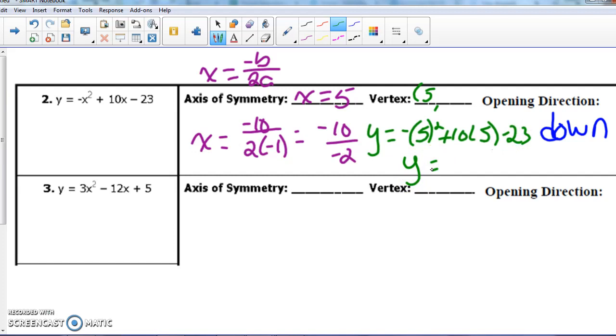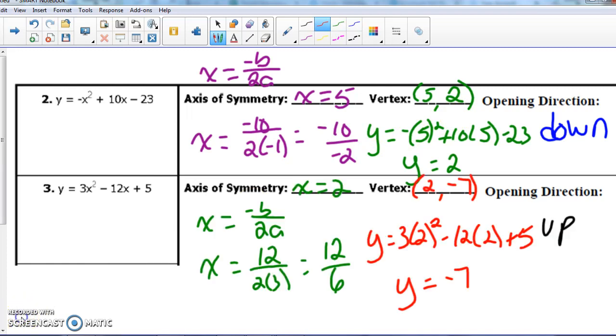Again, if you want to plug it in your calculator at this point, great. If you want to do it by hand, that's fine too. One way or another, you should get that y is 2. So the coordinates for the vertex here are at (5, 2). So take a second, pause the video, and try number 3.